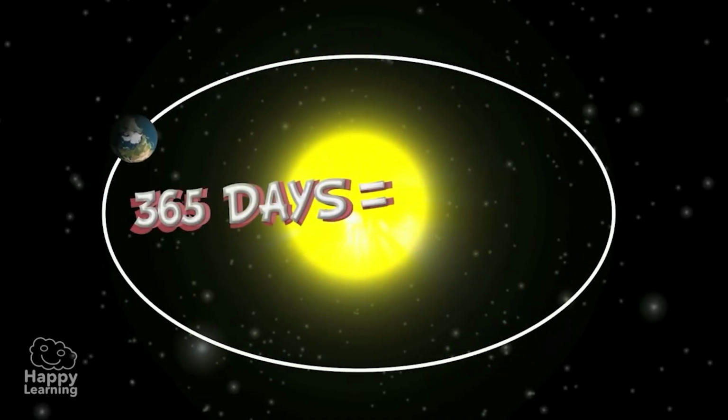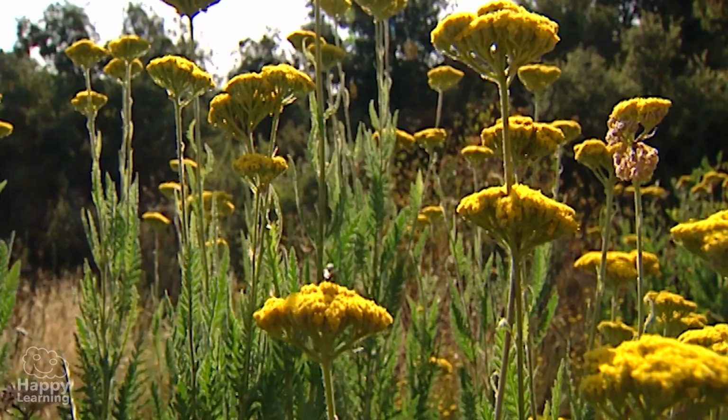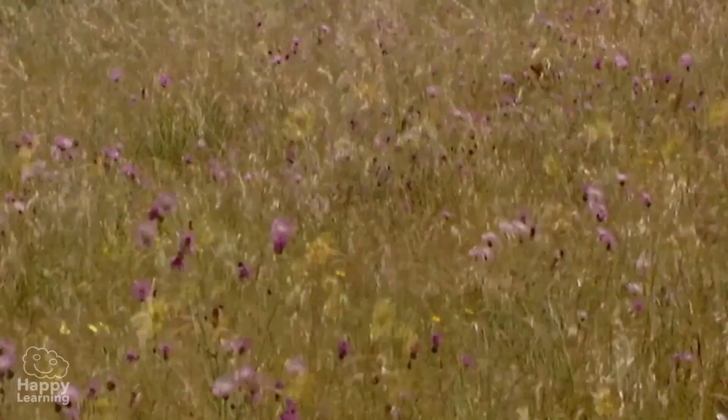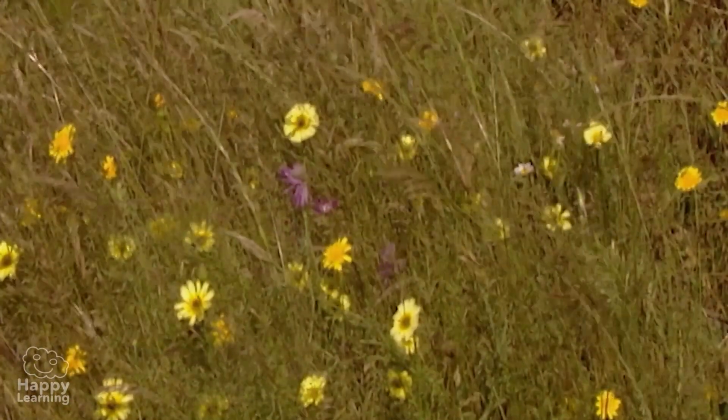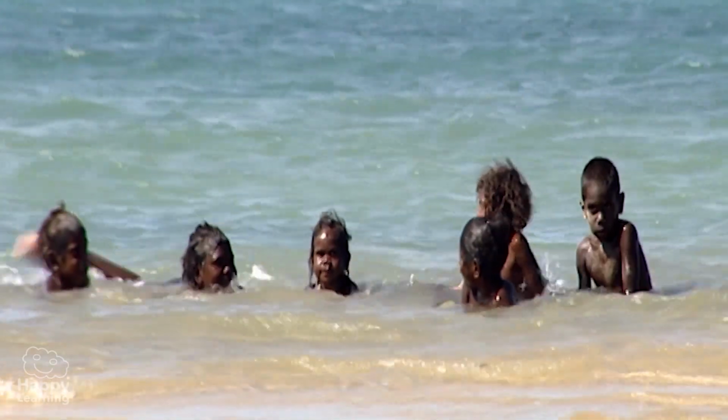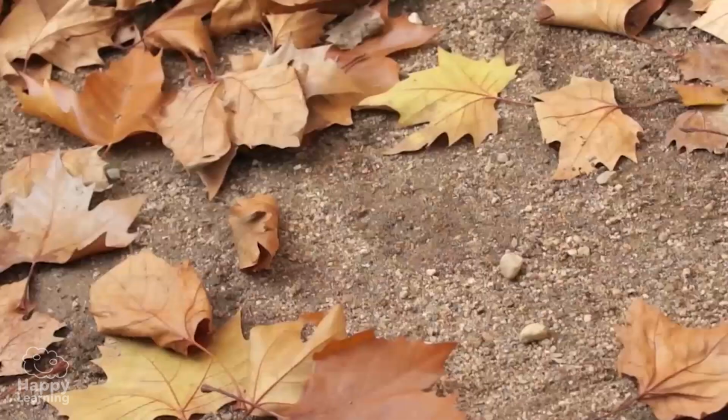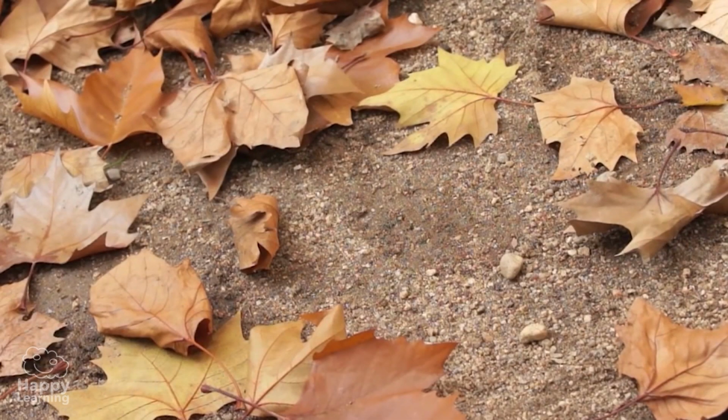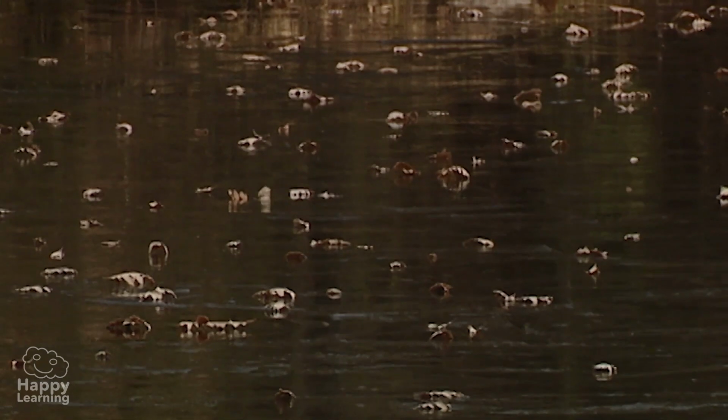Exactly 1 year. This revolution movement is what makes the spring with its colourful flowers. The hot summer full of fun. The autumn when leaves fall from the trees to the ground. And the cold and frosty winter.